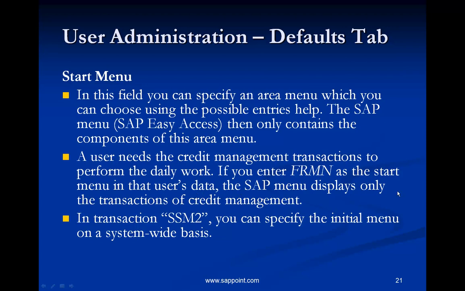The SAP menu displays only the transaction codes for credit management. So it's only for display purposes, it doesn't mean that the user cannot access any other transaction codes if he has the authorizations to do that. Now, how do you change the area menu by default? In the entire system, you can use the transaction SSM2 to do that. So if you want to change the SAP Easy Access menu to something else, you can do that using SSM2.